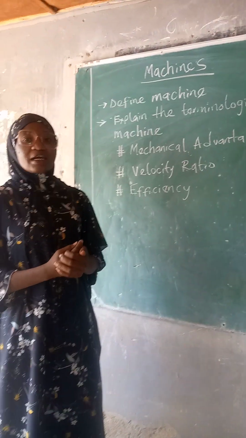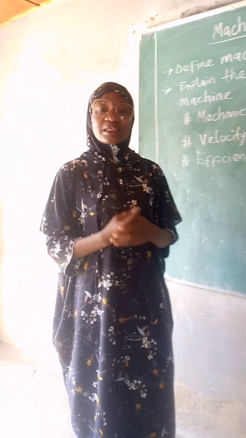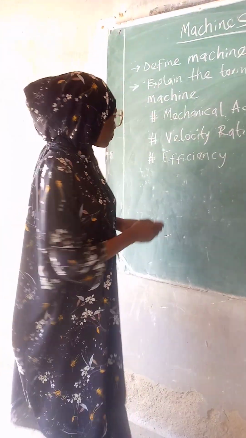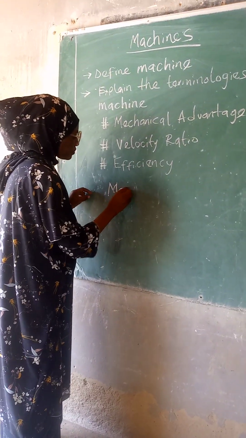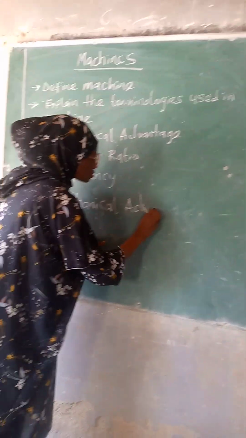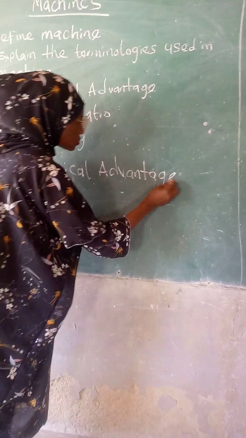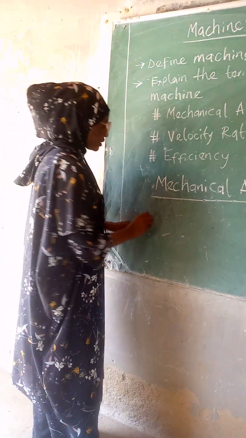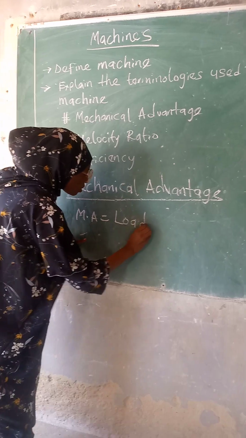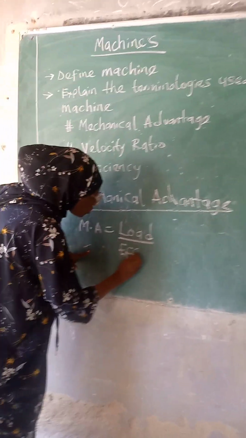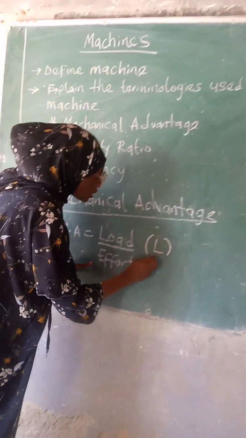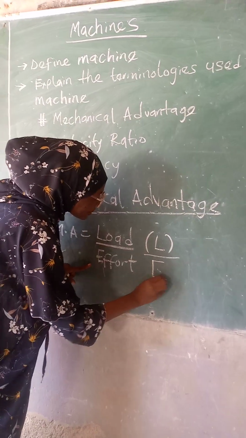All right, what is mechanical advantage? Mechanical advantage is simply the ratio of load to effort. The ratio of what? Load to effort. Okay, now mechanical advantage is denoted MA, and the formula is load all over effort. Load all over effort, and the load is denoted with capital letter L, and the effort is denoted with capital letter E.